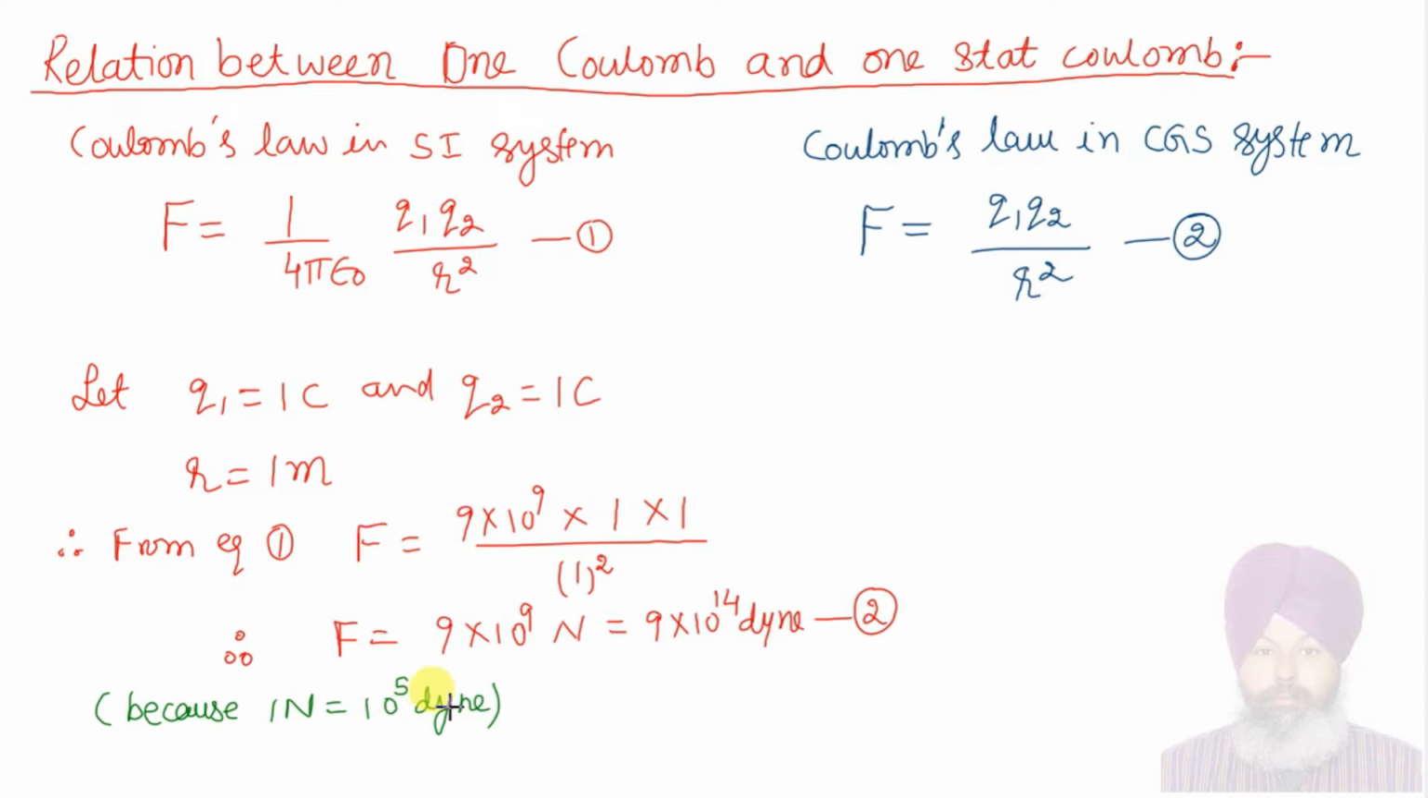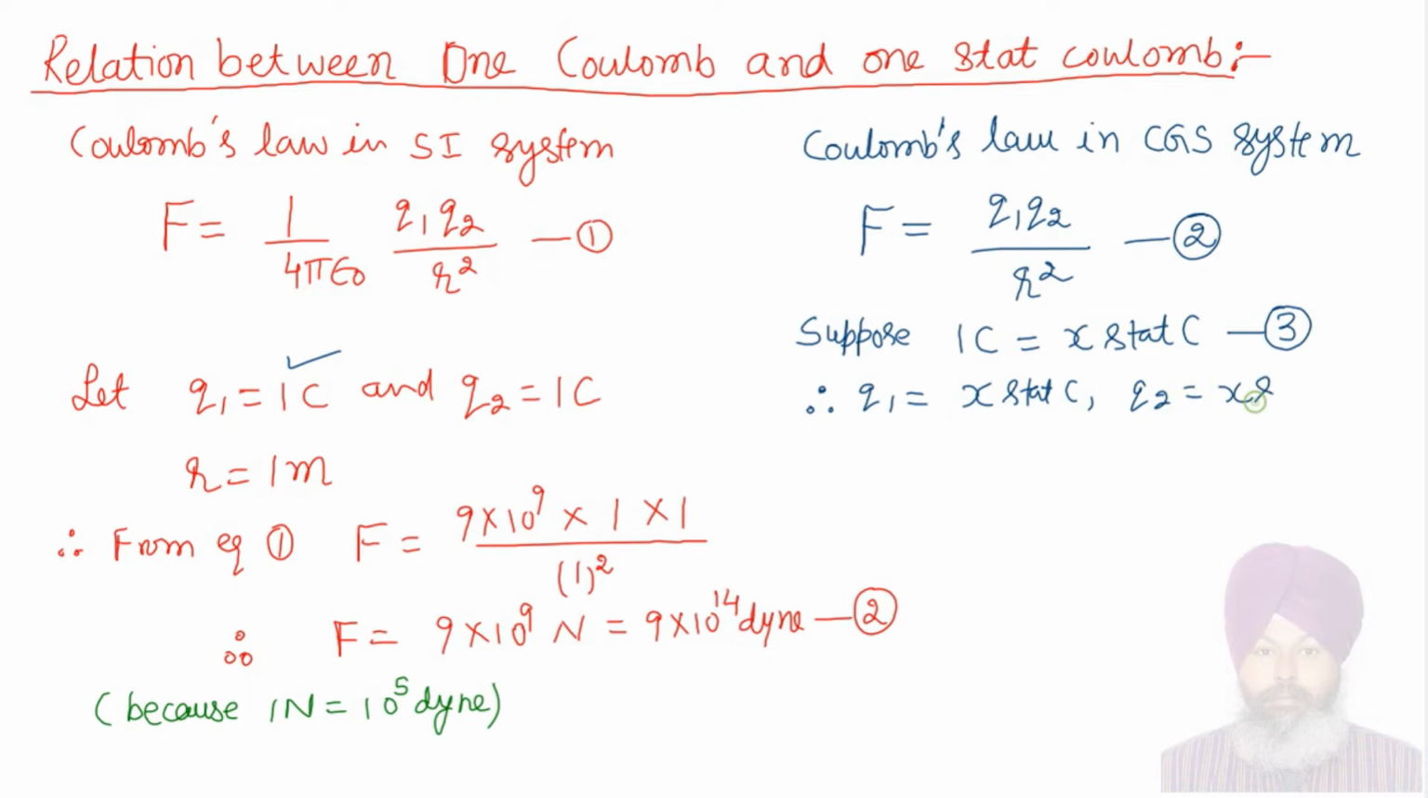Let us now find the force between same charges in CGS system. So we want to find the relation between 1 coulomb and 1 stat coulomb. Suppose 1 coulomb is equal to x stat coulomb. Let us assume this is equation 3. Therefore we know from here that Q1 is equal to 1 coulomb, therefore Q1 will become x stat coulomb. Similarly Q2 will also become x stat coulomb, and since R is 1 meter, in CGS system R will become 100 centimeter.